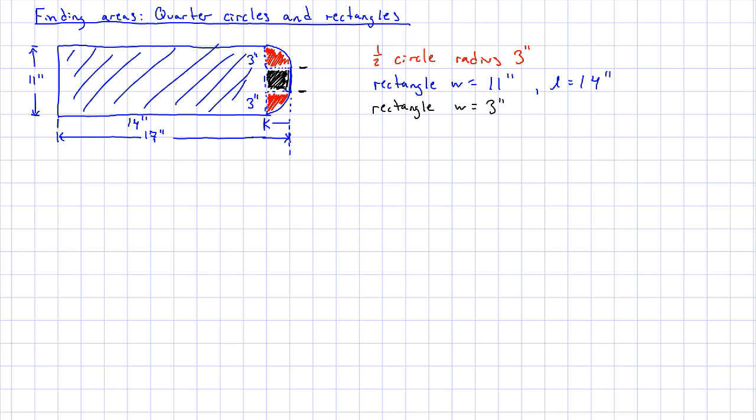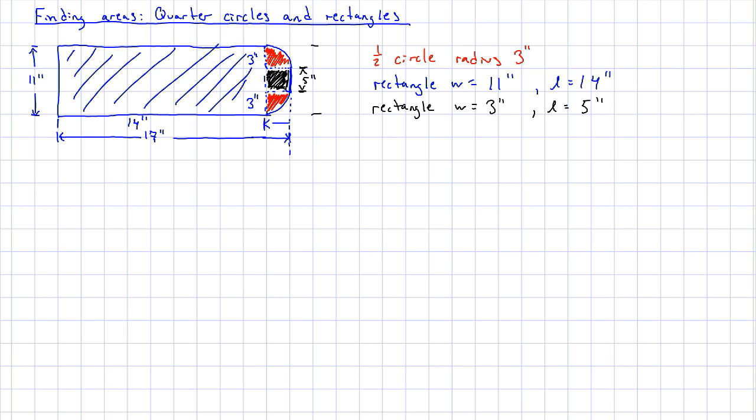I know that it's 11 inches from top to bottom, and I know that I've accounted for 3 inches on the top and 3 inches on the bottom. So what's left over here is actually going to be 5 inches. So that's 11 minus 6. So the length of this little black rectangle here is going to be 5 inches. Now these are the things I'm going to add together in order to find the total area of this shape.